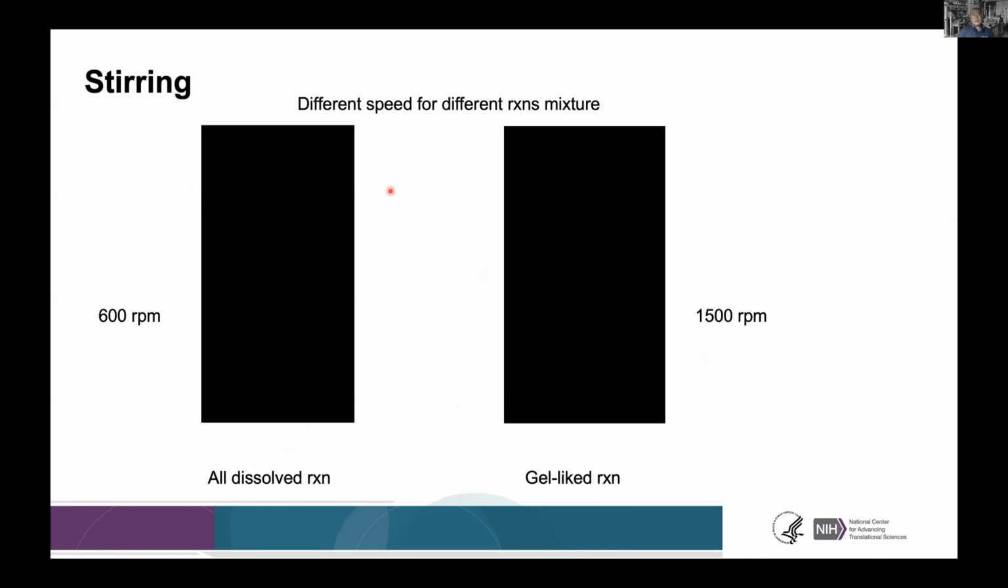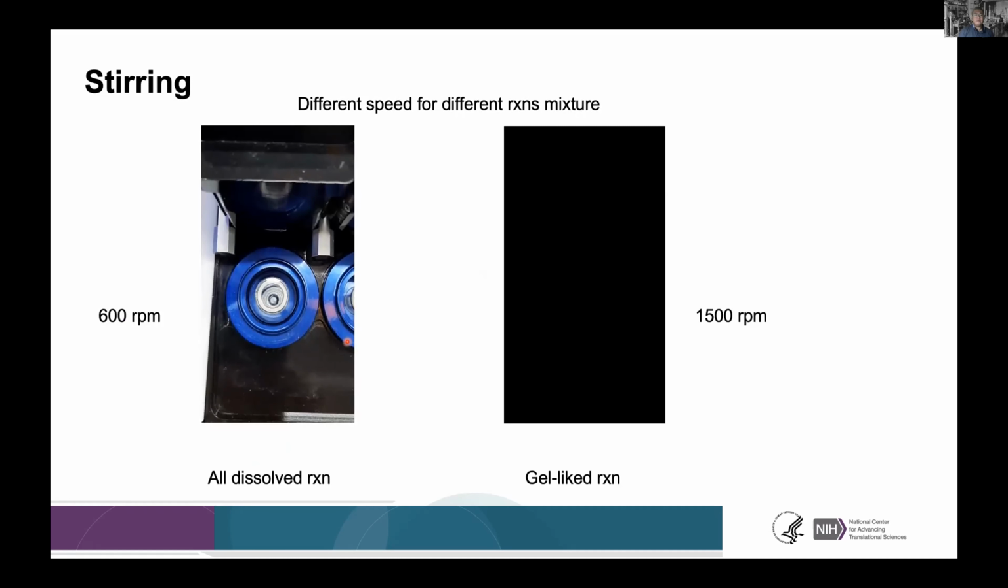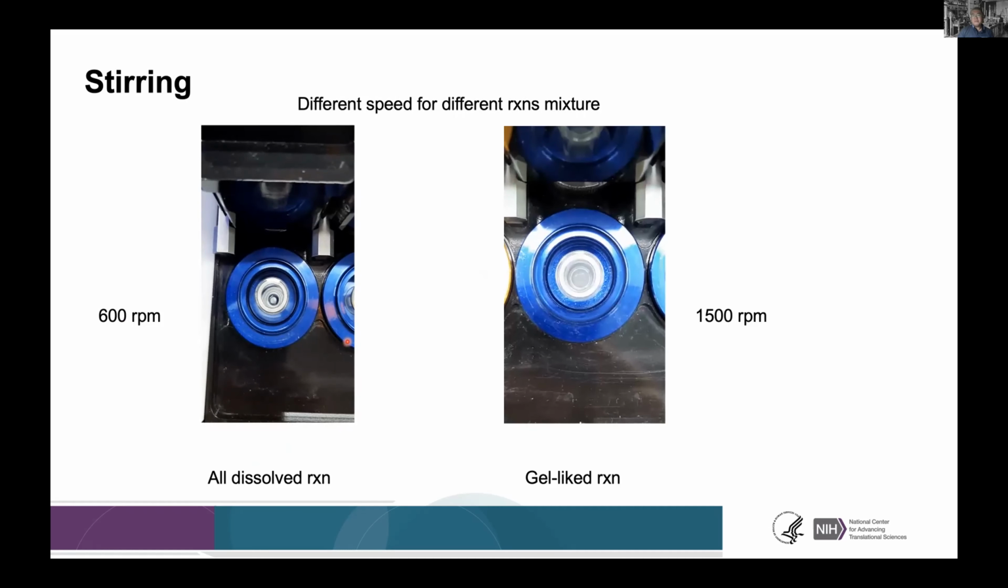So here is the stirring speed we're testing. And you can see the first one is where the reaction mixture is all dissolved in the vial, so it can be stirred at a lower speed. And this one is a gel-like reaction. It has to be stirred at a higher RPM.